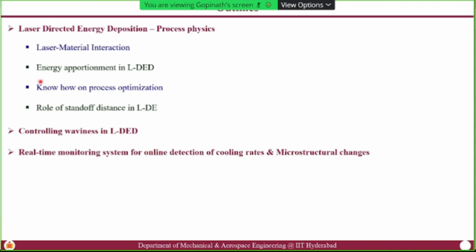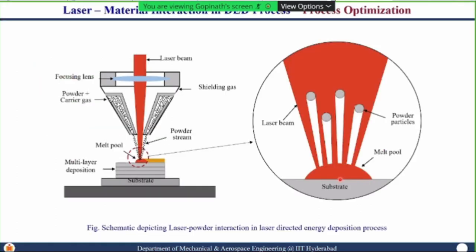Now, if we talk about laser directed energy deposition, I am taking directed energy deposition from the ASTM standards. There are several other names for it, but typically we call it the directed energy deposition process. If you look at the schematic, this is how the process looks. You have a laser beam going into a nozzle. From here you are giving a shielding gas, and then there is one more coaxial nozzle. These are two cones of different diameter. The smaller one goes inside, the bigger one goes outside.